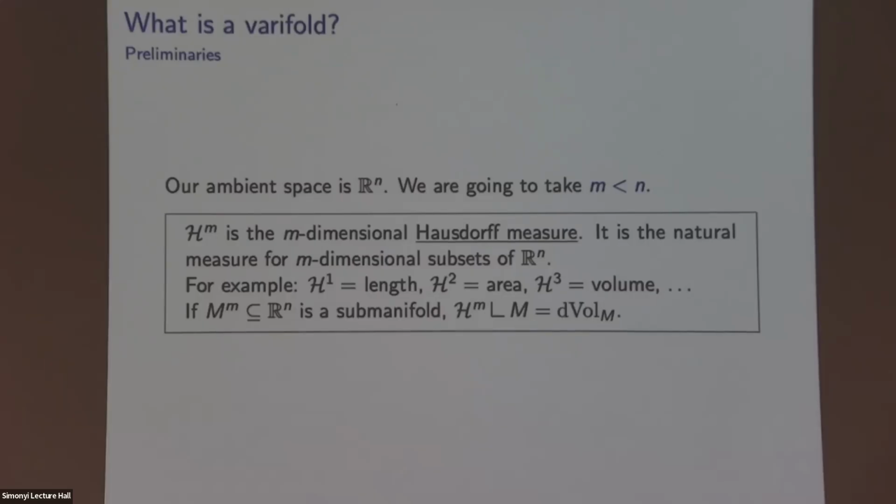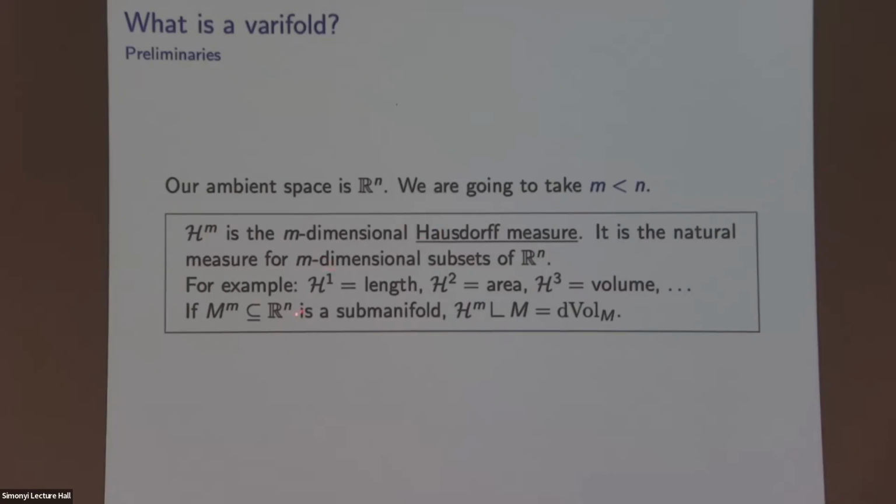I want to introduce the concept of varifold. And in order to do so, I just need one preliminary notion, and it's the one of Hausdorff measure. So let me define the Hausdorff measure H^m as the m-dimensional Hausdorff measure. I don't want to give you the definition, which is a bit cumbersome, but let me just give you some intuition. First, it should be the right tool to think of when measuring m-dimensional subsets of a space. And then let me go through a couple of examples.